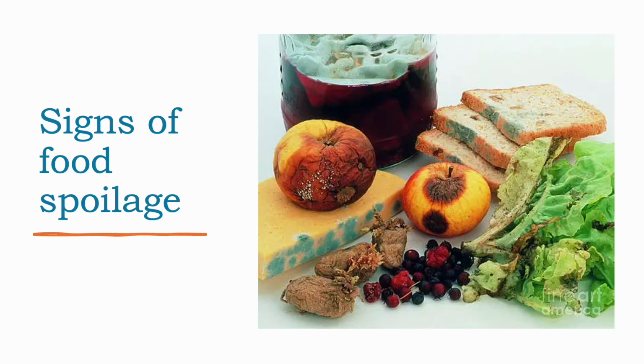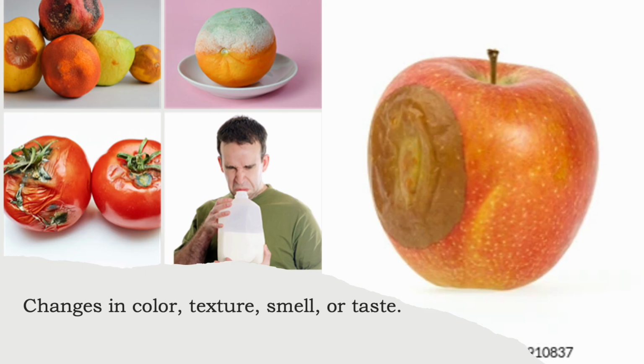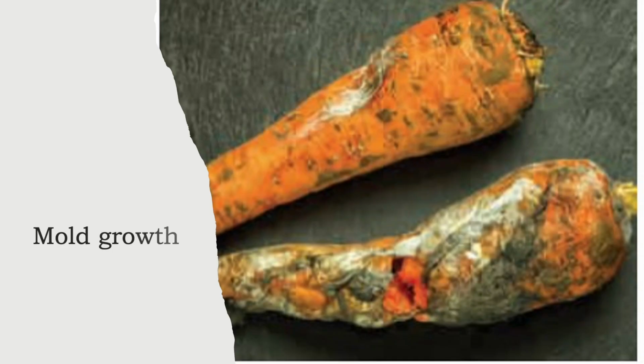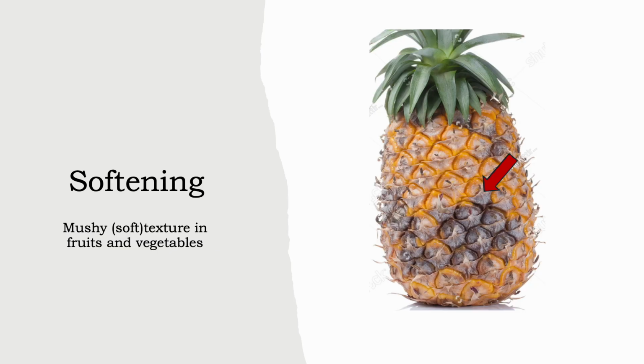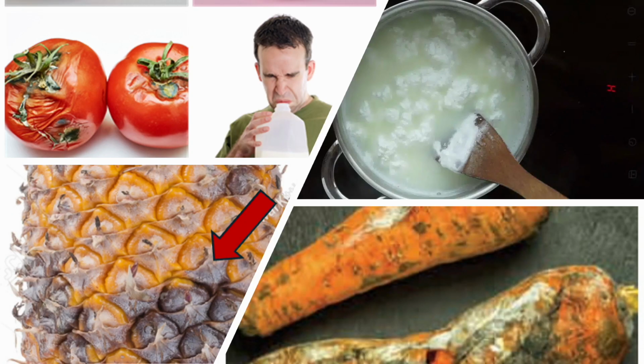Next, we'll discuss how to identify spoilt food and its obvious signs. Changes in color, texture, smell, or taste. Mold growth is an obvious sign of food spoilage. Softening, that is, mushy or soft texture in fruits and vegetables, as shown in this picture. Then, curdling in dairy products, which you may have seen when fresh milk is kept outside for an extended time. Hence, from these signs, identifying spoilt food is not too difficult.